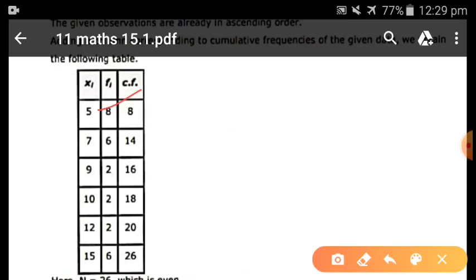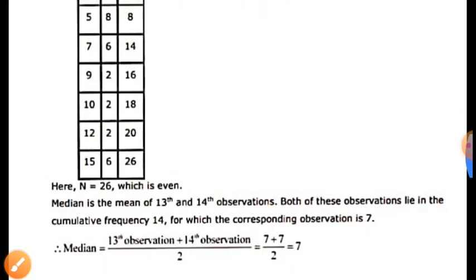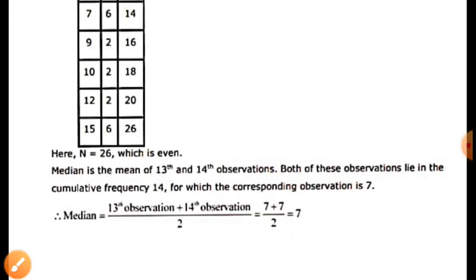What is here? First 8 observations are 5. Next 6 observations are 13. Sorry, 7. That means the 13th observation and 14th observation both are 7 only. So that's why 7 plus 7 by 2.